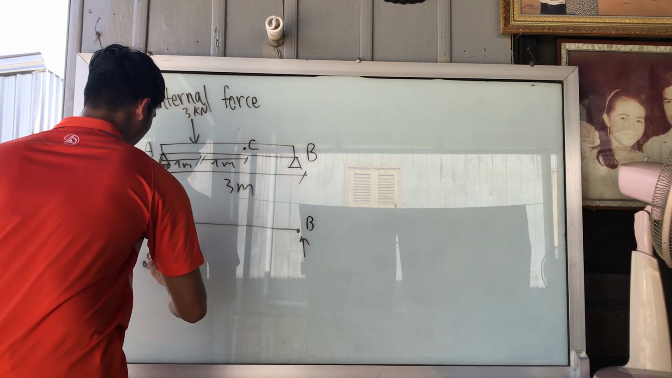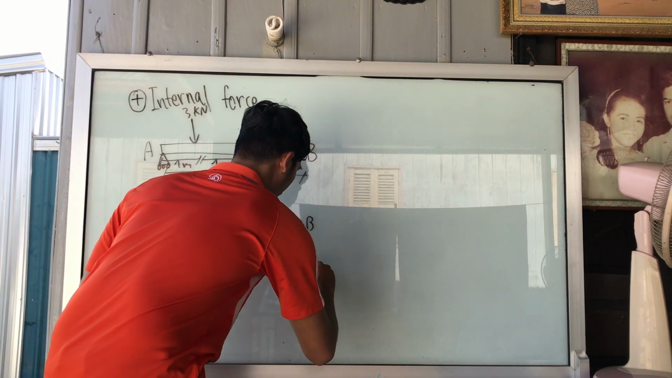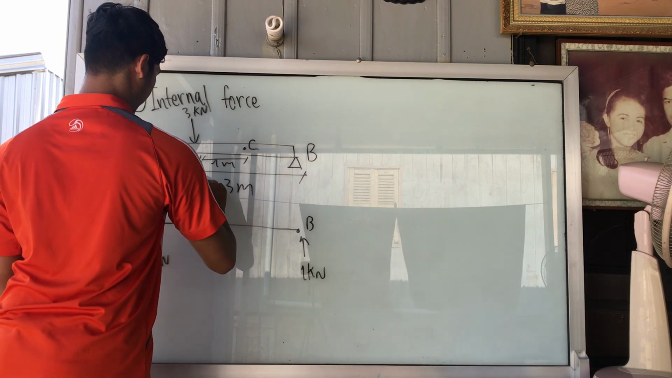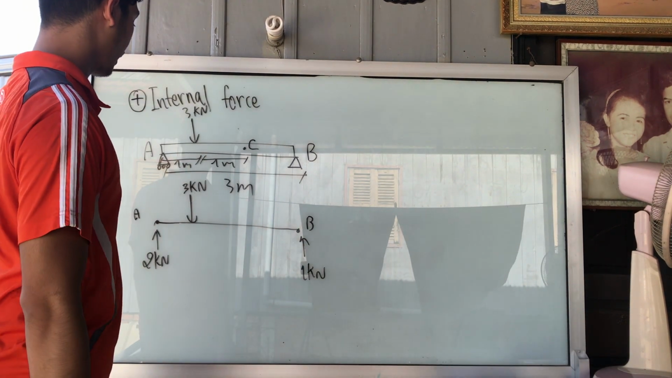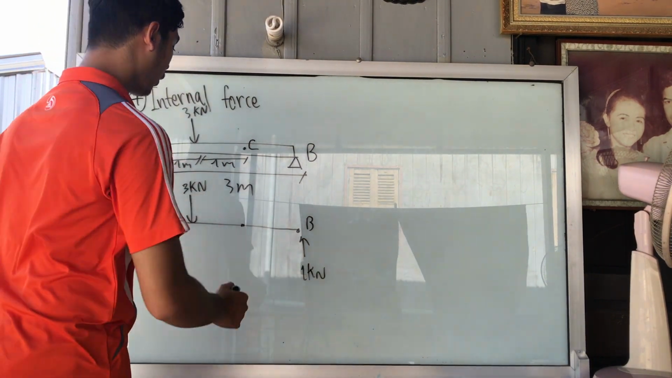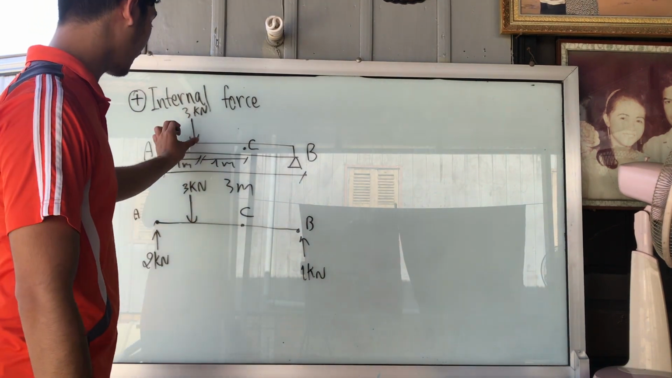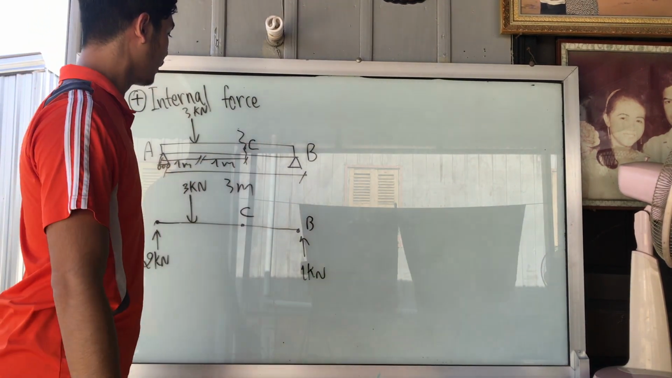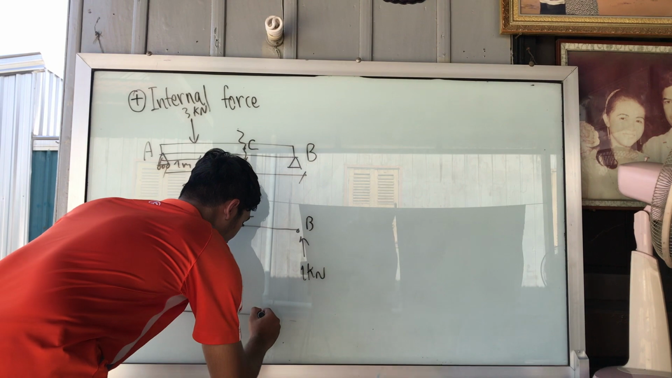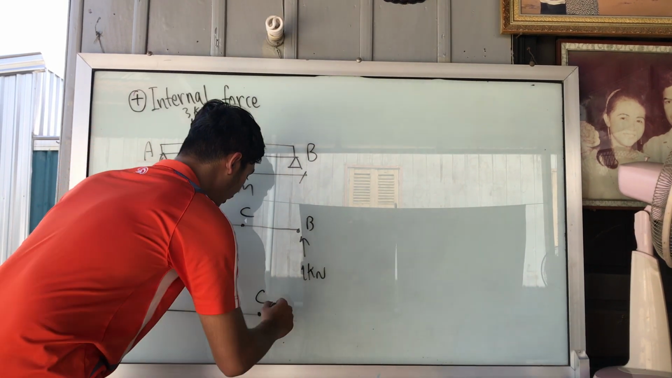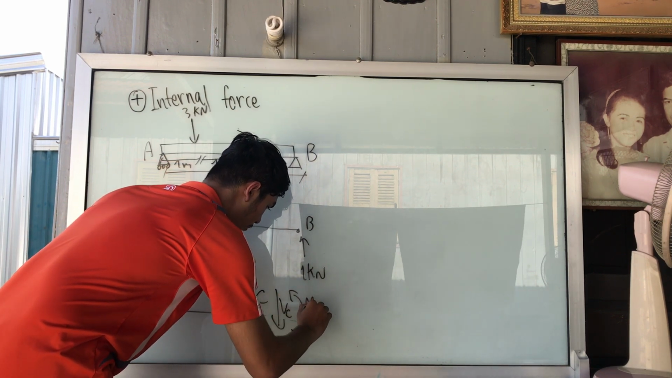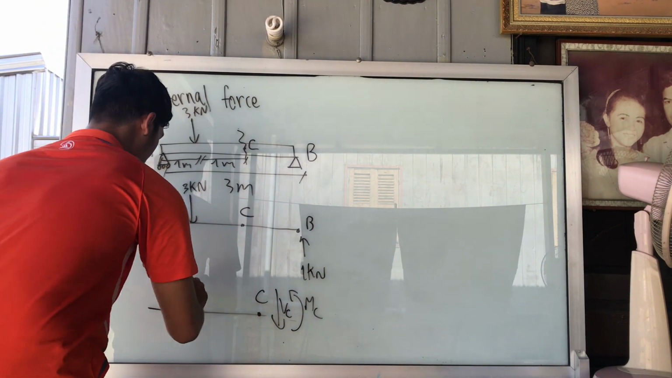This is 2 kilonewton, 1 kilonewton, and then 3 kilonewton. Okay, at point C, this means the whole free body diagram of the body, and then we cut it at point C. We will get this diagram. First we have a shear force, then we have the moment at point C.